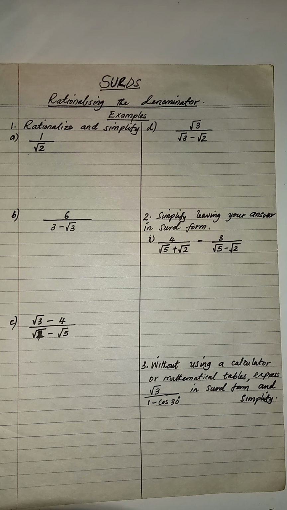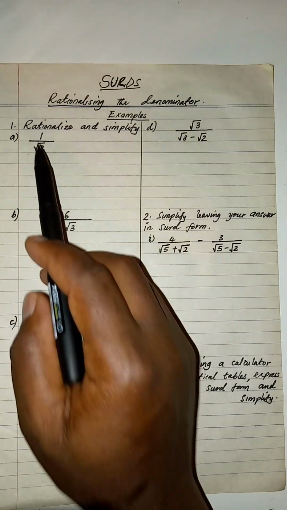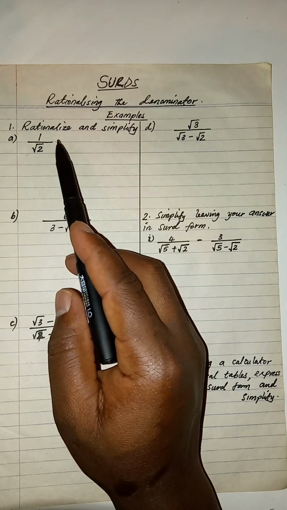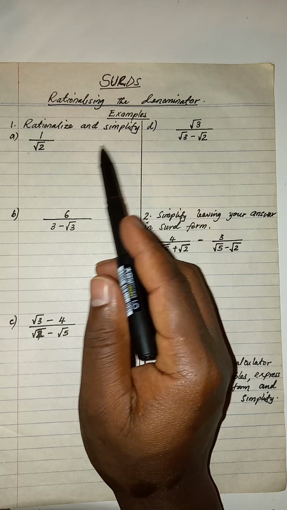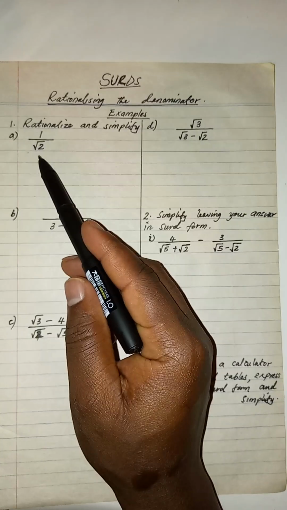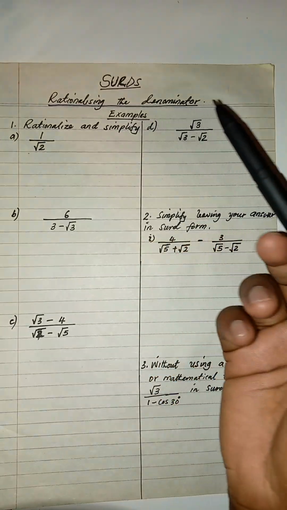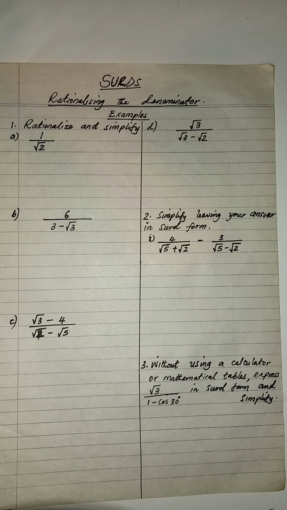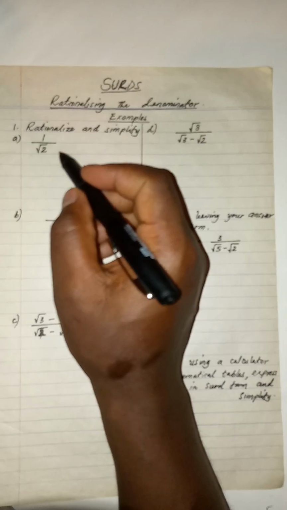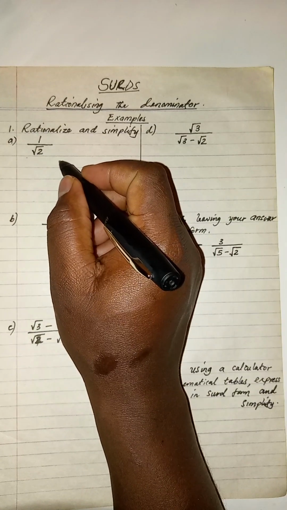So we want to look at surds, that is rationalizing the denominator, and we want to do that by looking at a few examples. Rationalize and simplify: we have 1 over root 2. Simply, rationalizing the denominator is removing the surd from the denominator. So we can rationalize the first one.